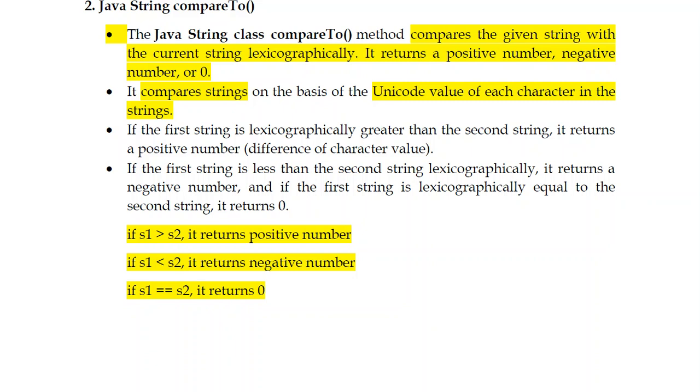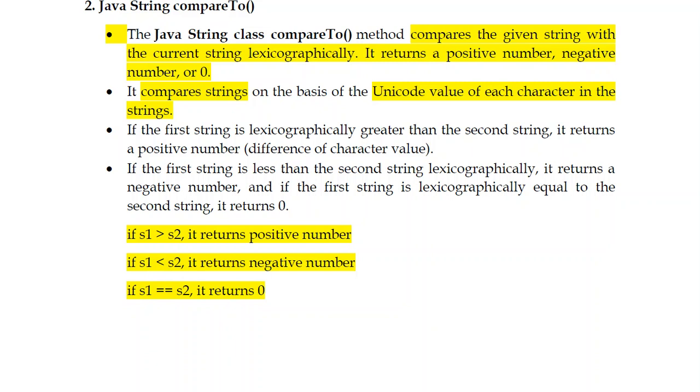It returns a positive number if the first string is greater than the second string according to the Unicode value. If the first string is less than the second string according to the Unicode value, it will return a negative number. If the first string and second string are equal according to lexicographical order, that is Unicode value, it returns zero. Only these three types of value will be returned. First, you should be clear with this, and then we can move on to the next topic.